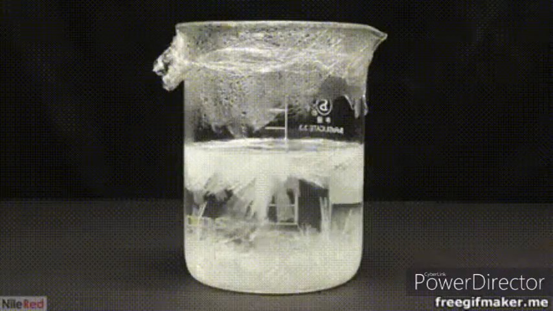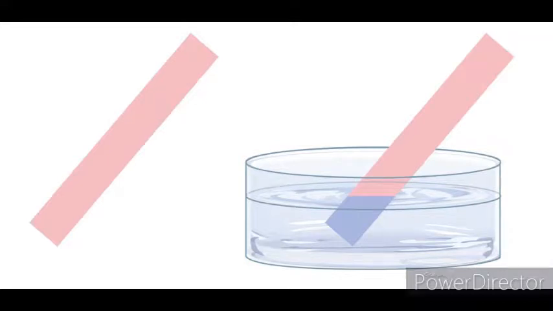So here we have a metallic oxide solution. When we test this metallic oxide solution with litmus paper, you will see that the red litmus paper turns blue, which indicates that the metallic oxides are basic in nature.